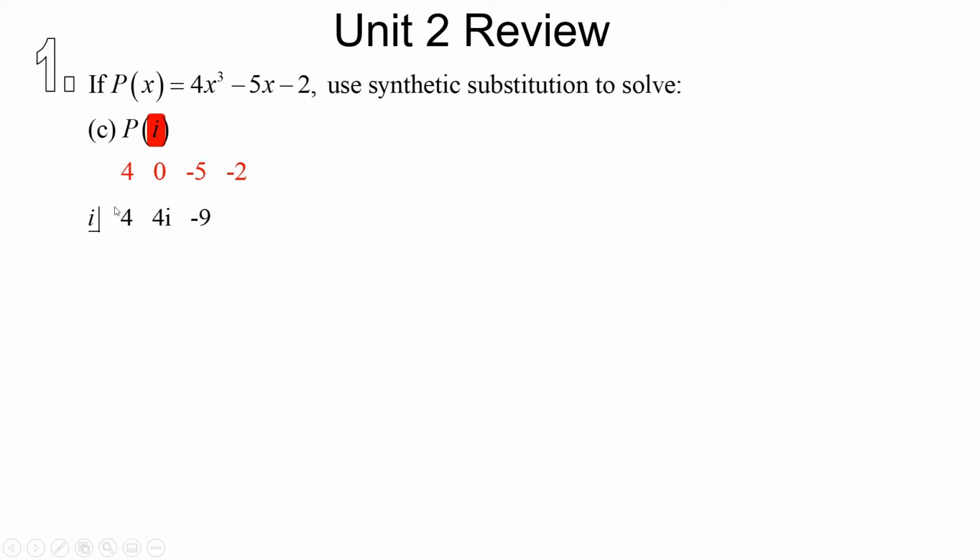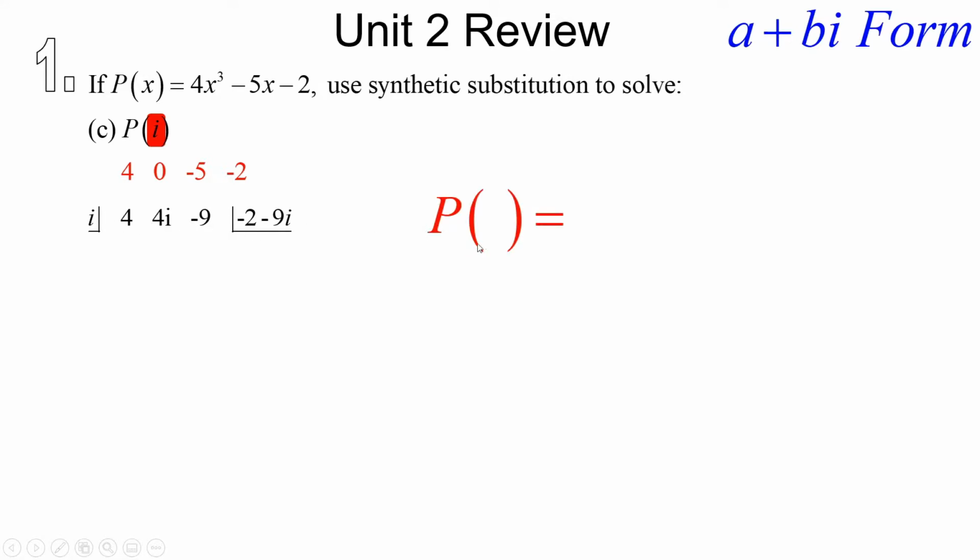And then -9 times i is -9i, but I've got to add that to the -2, and I want my answer in a plus bi form. So the real part would be the -2. I'll bring that down. And then what was my imaginary part again? -9 times i, -9i. So that tells me that p of i equals -2 minus 9i.